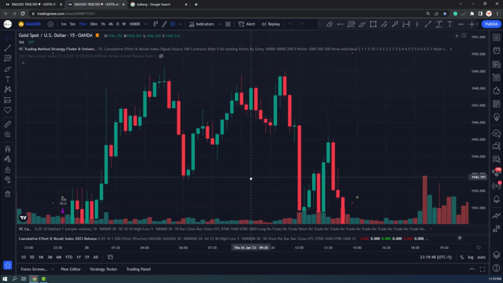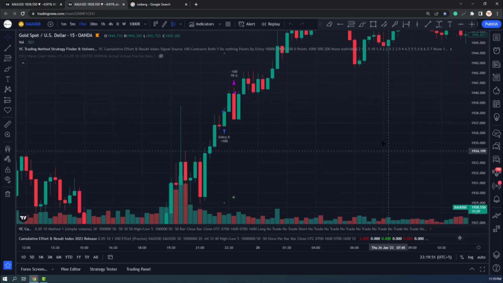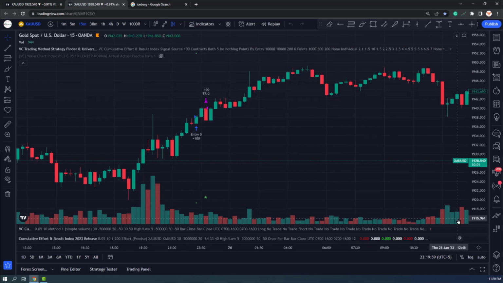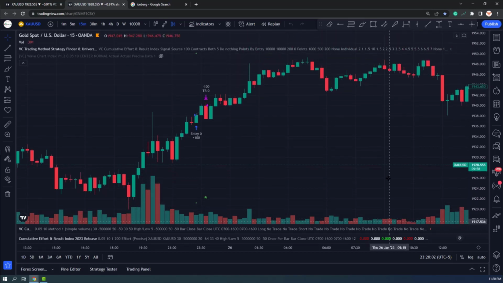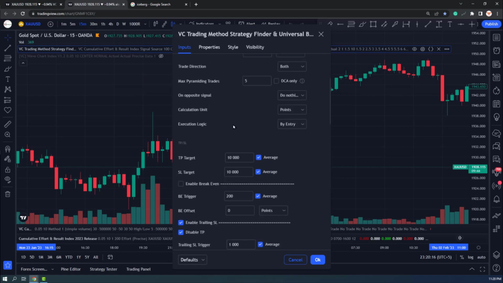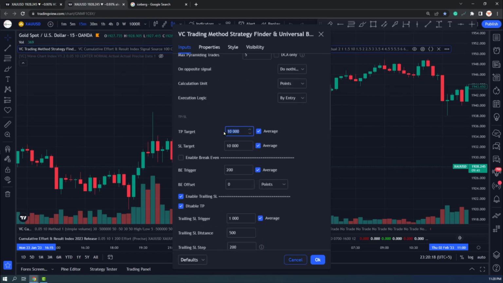You just see another entry here, it's a buy here and closed here. Based on this back test, I'm going to show you the results of the back test. What I have put here, let me show you. 10,000 points take profit, 10,000 points stop loss. It means 100 pips stop loss, 100 pips take profit.